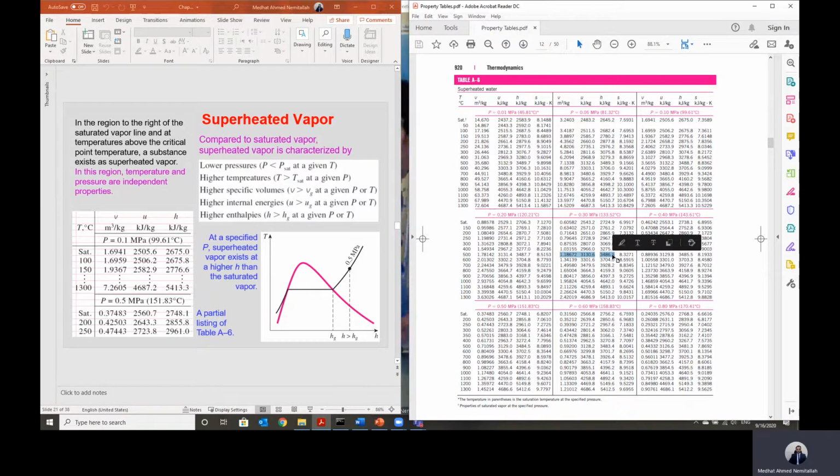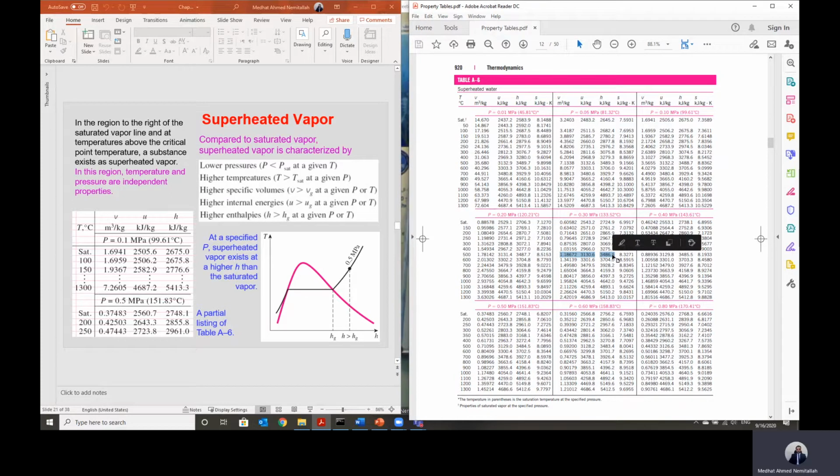So, the conditions to be in the superheated zone. In this case, as we said, in the superheated zone, the temperature should be greater than the saturation temperature at a given pressure. Let's say at this pressure value, this is the line of saturation pressure as we have presented here, and this is T saturation.